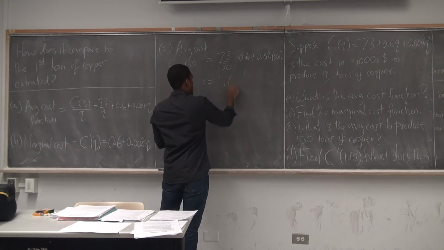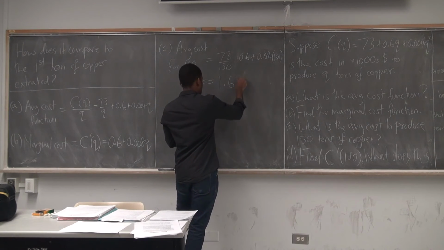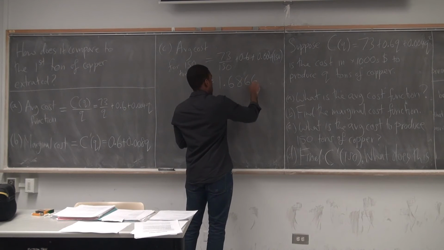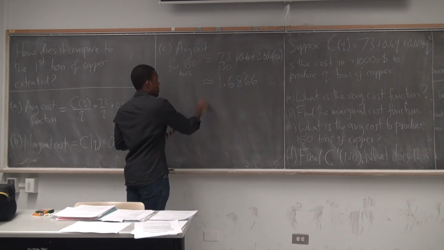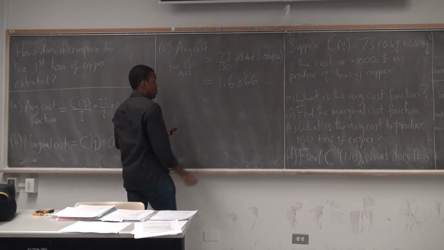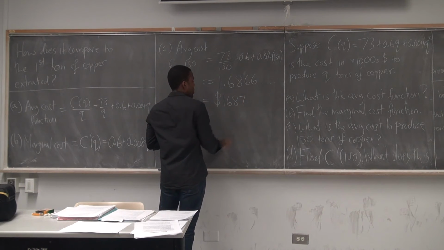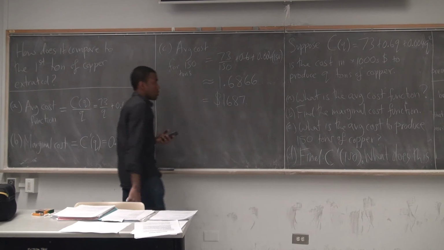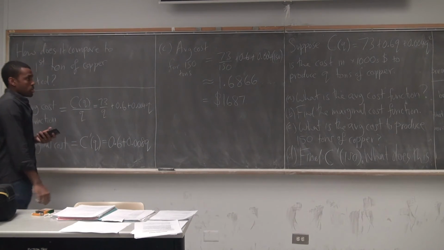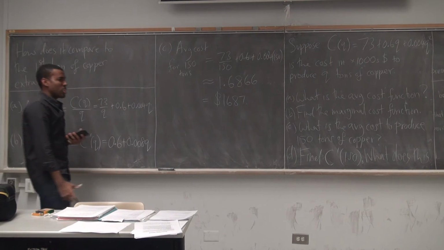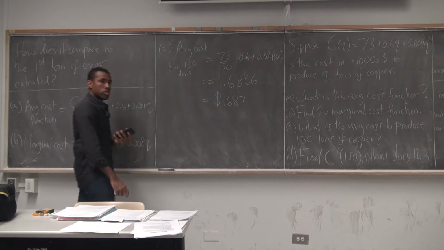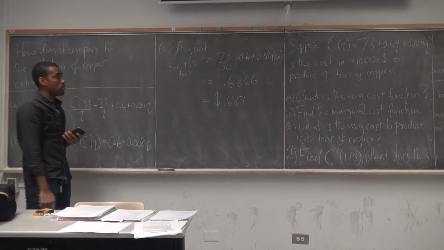So I get 1.6866, and it kind of continues forever. Basically this average cost would be $1,687 on average, right? So per ton, if I produce 150 tons, I'm spending about $1,600 to produce each ton.